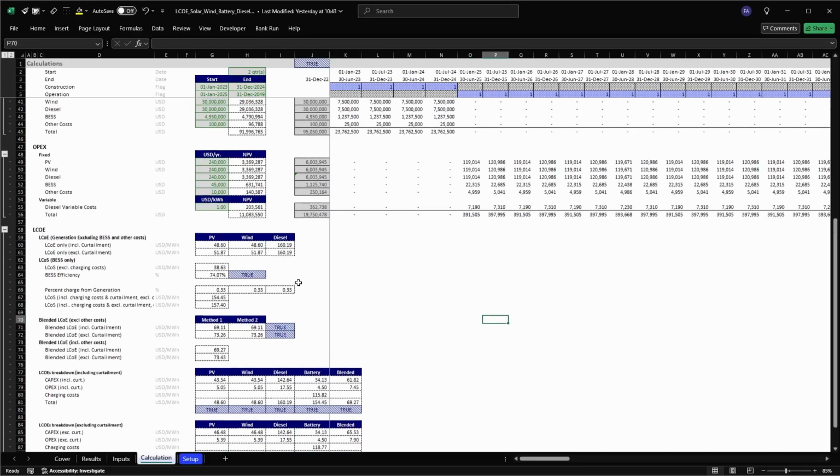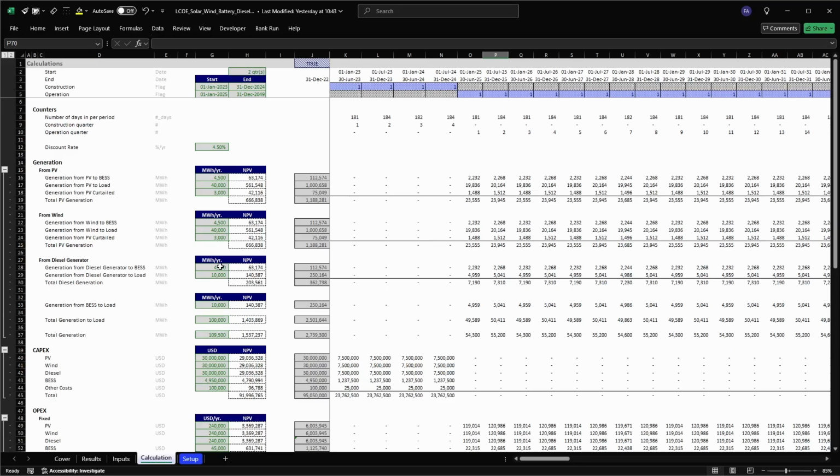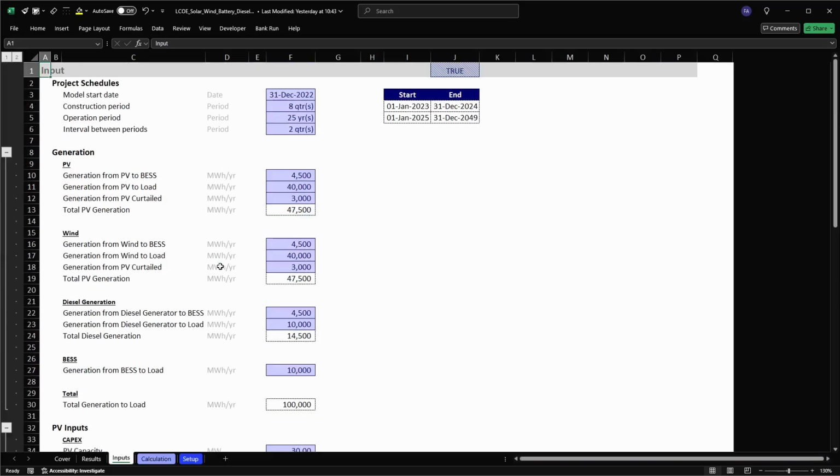All right, so I'm back here in the model, okay? The purpose of the video is not to build this model from scratch. So basically I'm going to do a quick walk through the model. And from here, we're going to see how we can calculate each one of the LCOEs, all right?